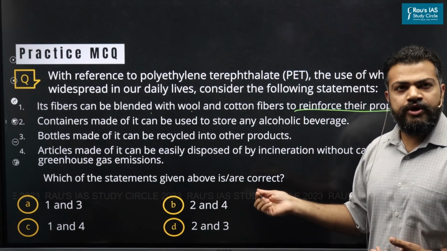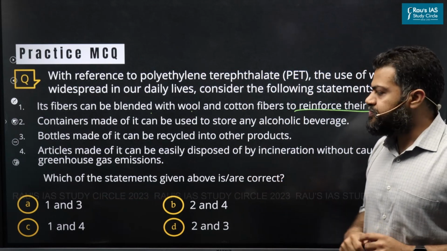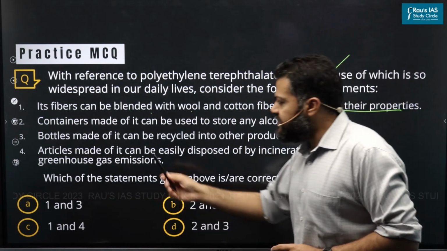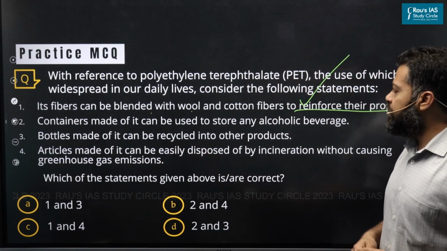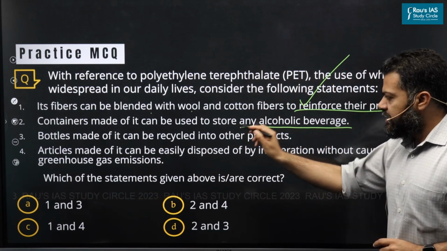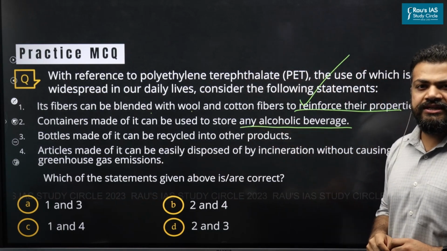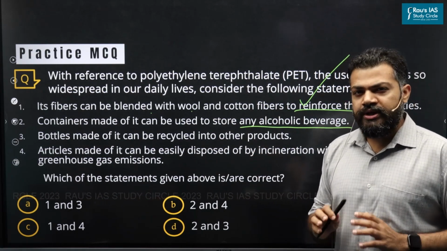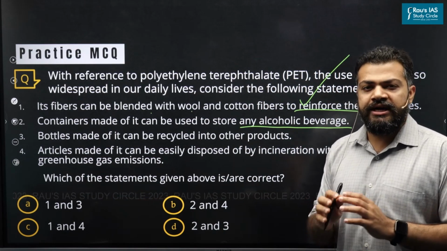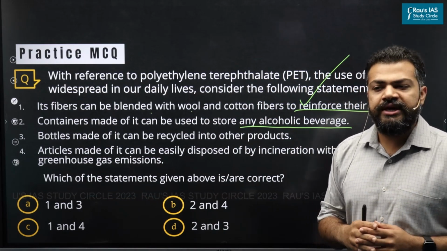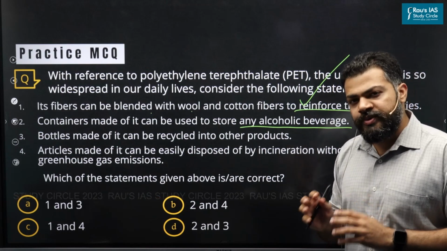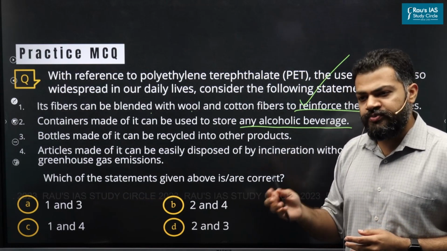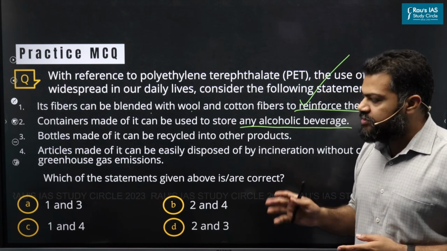Of course, we have just now seen that it's a very popularly used fiber, right? So the first point seems to be correct. Second point, containers made of it can be used to store any alcoholic beverage. Now, this is a point that we haven't discussed in our recent discussions, but you can use your common sense. Mostly alcohols are carried in glass bottles, right? But yes, alcohols can also be carried in plastic bottles, like some kind of alcohol used for medicated purposes. Spirits can be carried in plastic bottles as well.